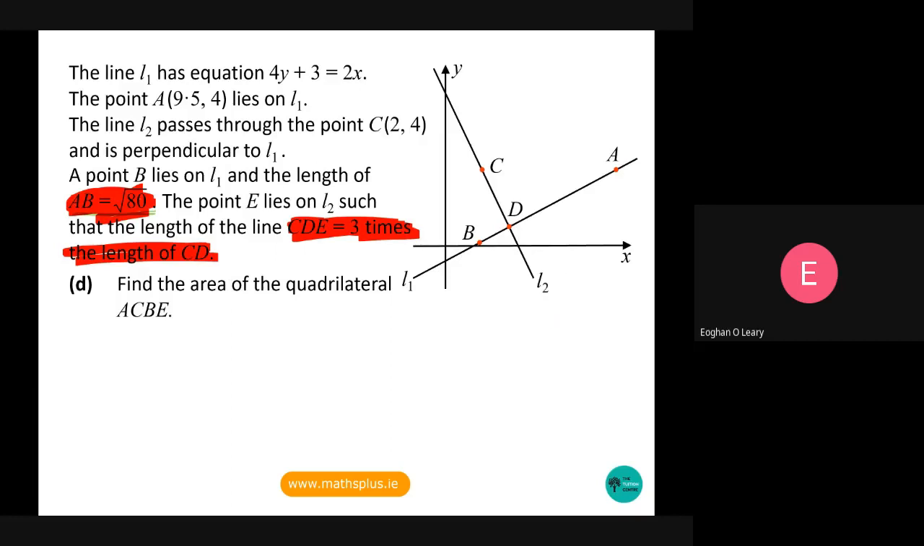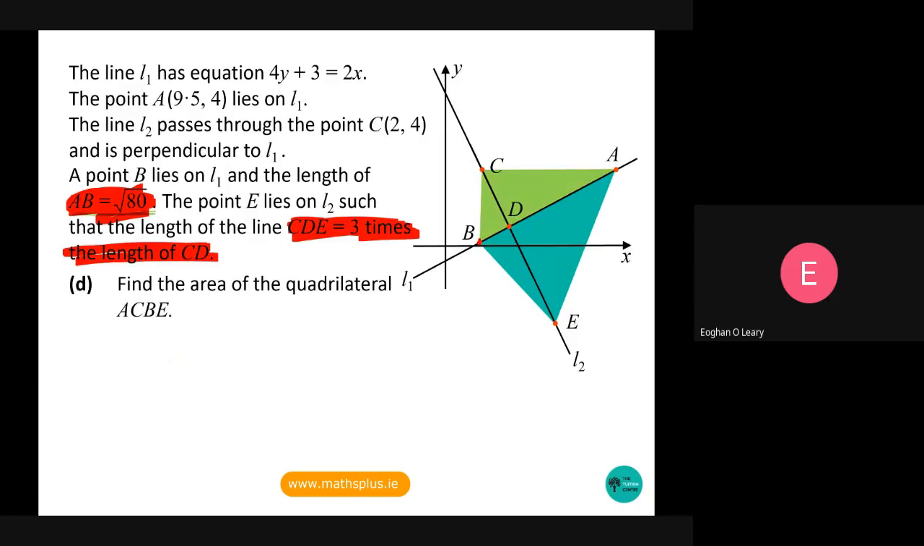Okay, we're going to have this point E. So let's have a look at this, right? Our point E is going to be on L2 somewhere, and we know that the distance from C to E is 3 times the distance from C to D. So that's illustrated in the diagram. This is going to be the shape of the quadrilateral. Quadrilateral is a 4-sided figure, and in this case, we can see that it's made up of 2 triangles, the triangle CBA, and then BEA also.